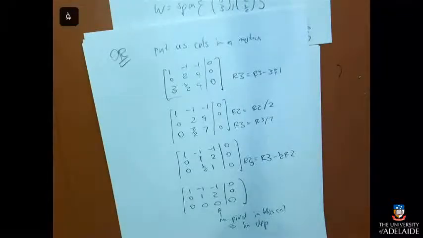And also, look what happens if I only include the first two. I get a pivot in both columns, which means they're independent. That's the idea behind it.